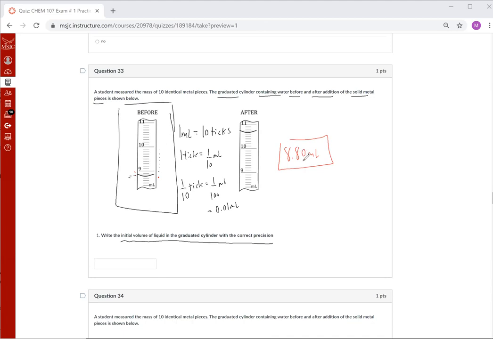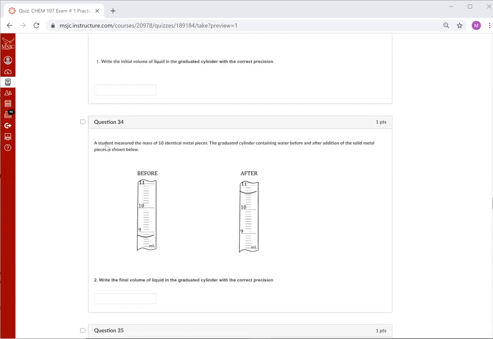We can report and estimate up to 1/10 of a tick, and that's why I reported this value up to 1/10 of a tick. Does that make sense? Yes. Does everyone agree with my volume assignment? Does this make sense to everyone where I'm getting these numbers from? Yes. Okay, perfect.